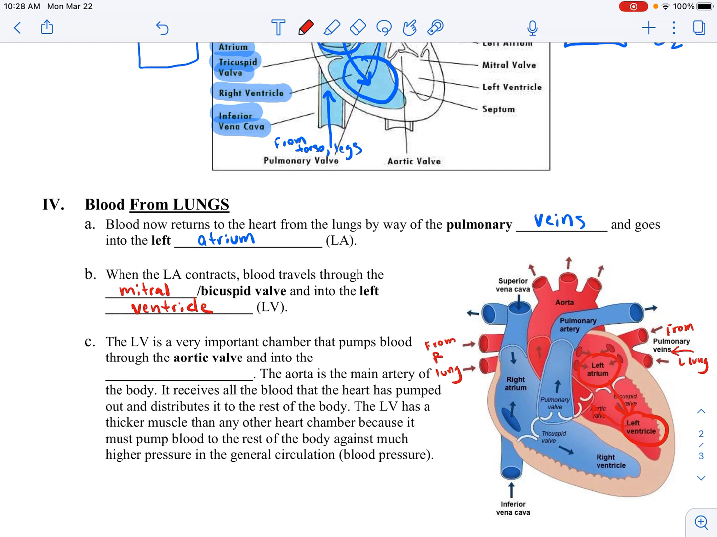The blood will then take an upward turn and go past another valve. Remember, valves keep blood from being able to go backward. That valve is called the aortic valve. And then the blood will enter the largest artery of the body, which is called the aorta.